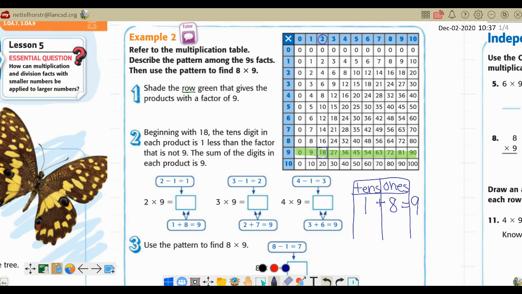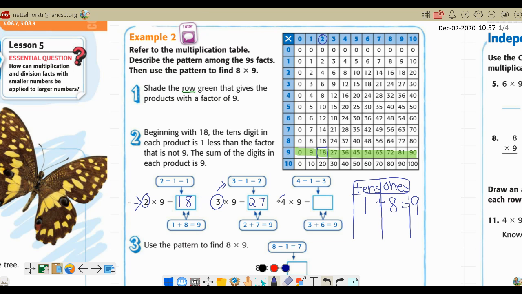Okay, so let's look, so 2 times 9, let's look over here. 2 times 9, 2 is the factor that's not 9, so 2 minus 1 is 1, and then we know that 1 plus 8 equals 9, so this digit needs to be 8. Okay, the factor that's not 9 is 3. 3 minus 1 is 2, so 2 is my tens digit. Now what number plus 2 equals 9? It is 7. 2 plus 7 equals 9.